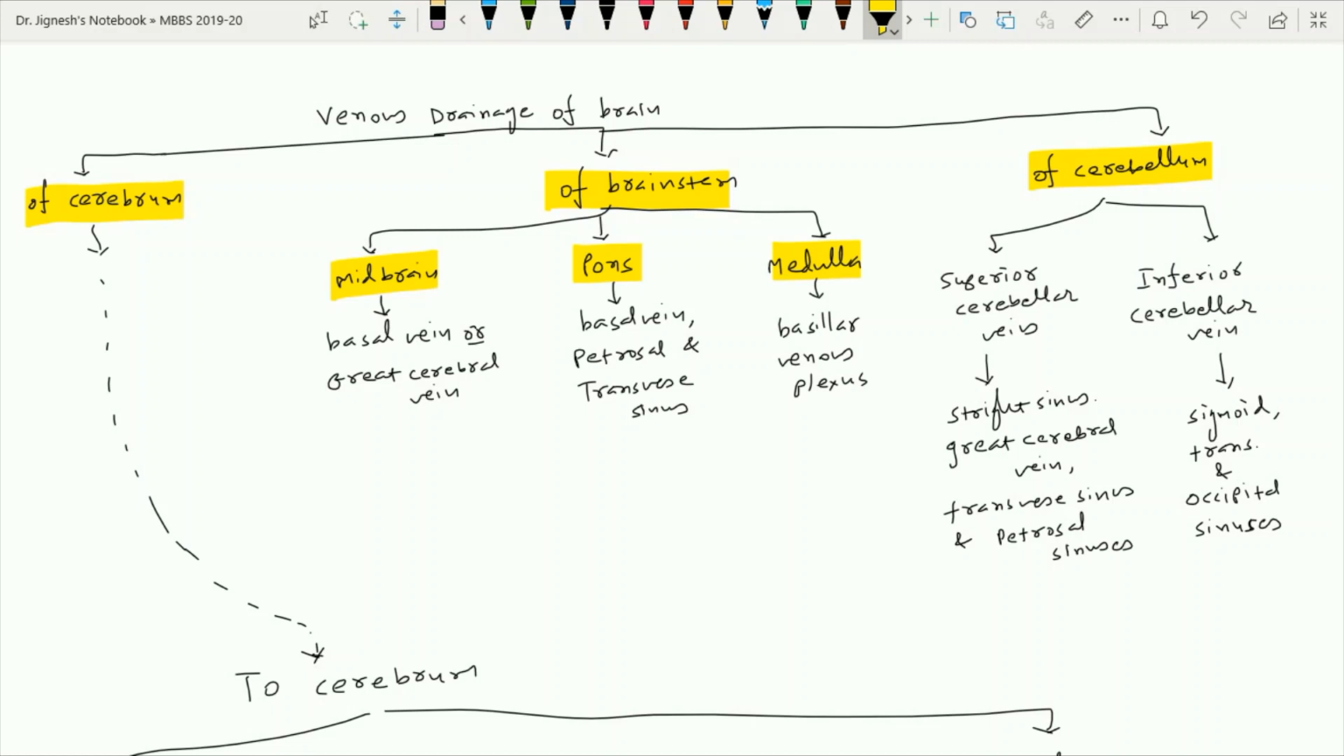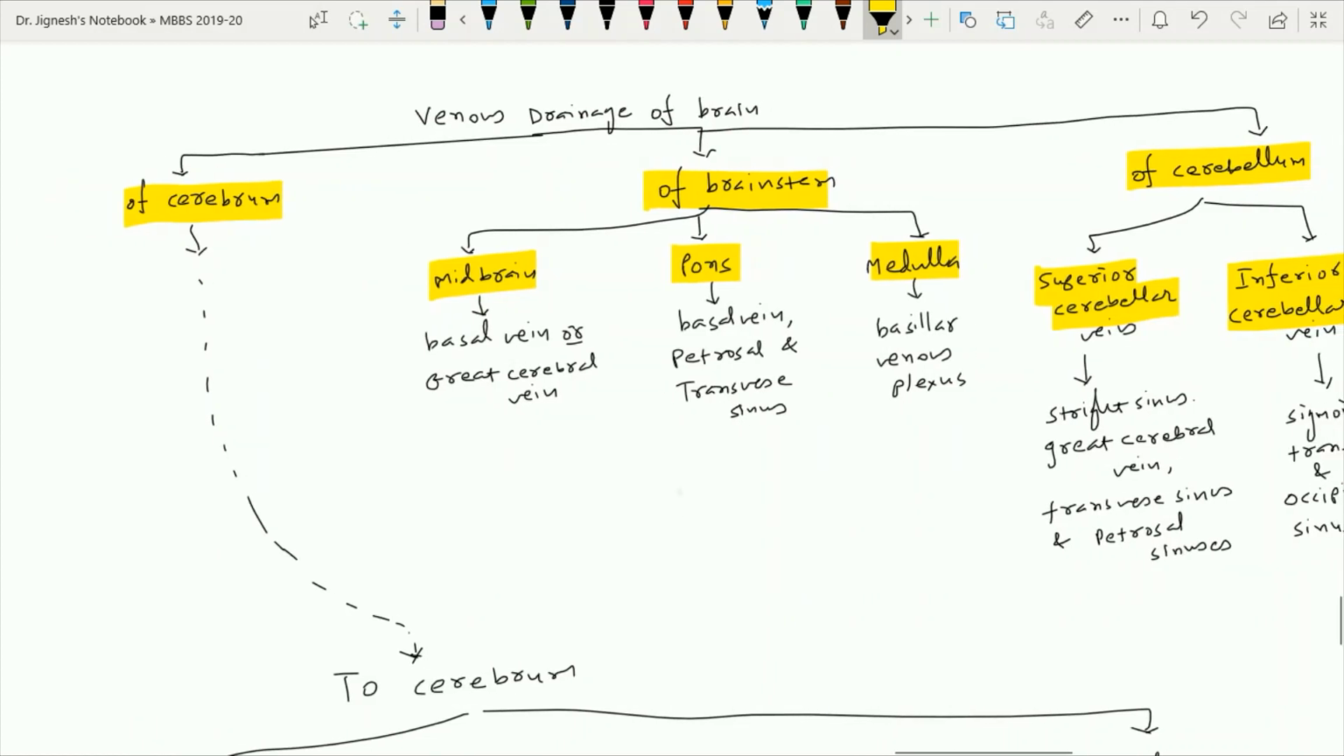The venous drainage of the cerebellum is considered under the superior cerebellar veins as well as the inferior cerebellar veins. The superior cerebellar veins are going to drain into the straight sinus, great cerebral vein of Galen, and the transverse sinus as well as the petrosal sinus, while the inferior cerebellar veins are going to drain into the sigmoid sinus, transverse sinus as well as the occipital sinus.